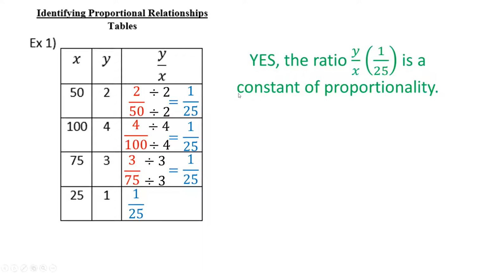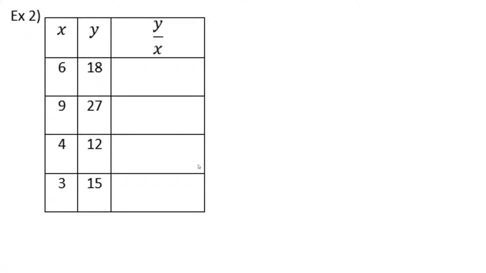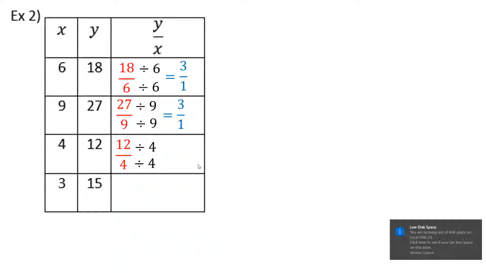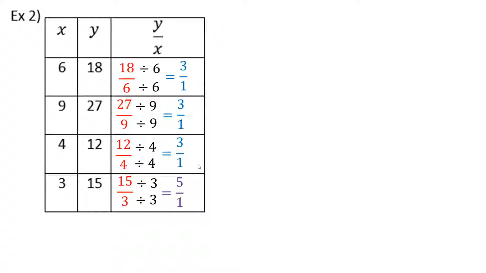So that is a vocabulary word we'll be using. It's a constant of proportionality because all the values are the same. Example 2, please try this table. Set up the ratio. We have 18/6. Divide by 6, we get 3/1. 27/9, we get 3/1. 12/4 divided by 4, we get 3/1. And 15/3 divided by 3, we will get 5/1.